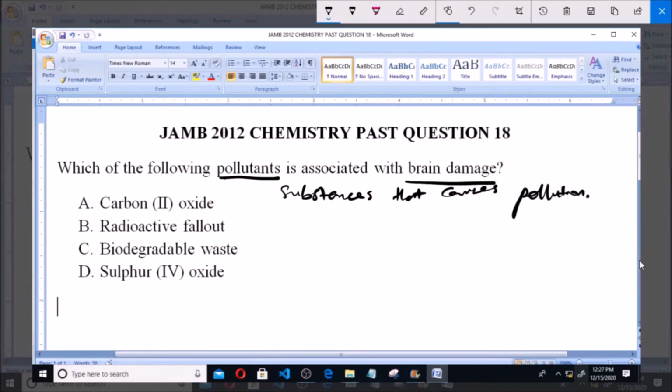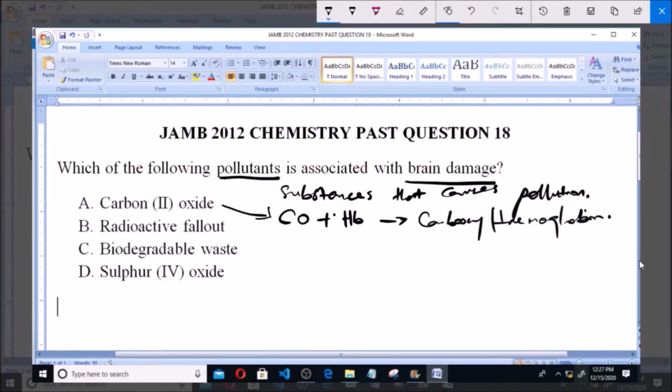Now, let's analyze the pollutants given. Carbon(II) oxide, also known as carbon monoxide, is an air pollutant. If inhaled into the system, it reacts with the hemoglobin content of the red blood cell. So carbon monoxide, CO, plus hemoglobin will form what we call carboxyhemoglobin. This carboxyhemoglobin prevents the transport of oxygen, and like you know, the brain requires a lot of oxygen, a lot of O2, to function.